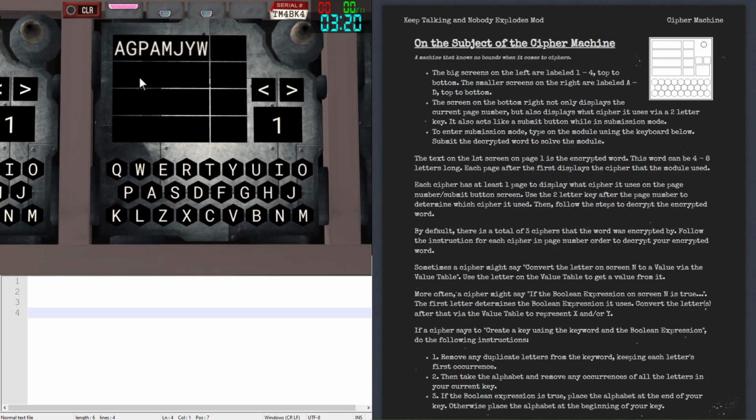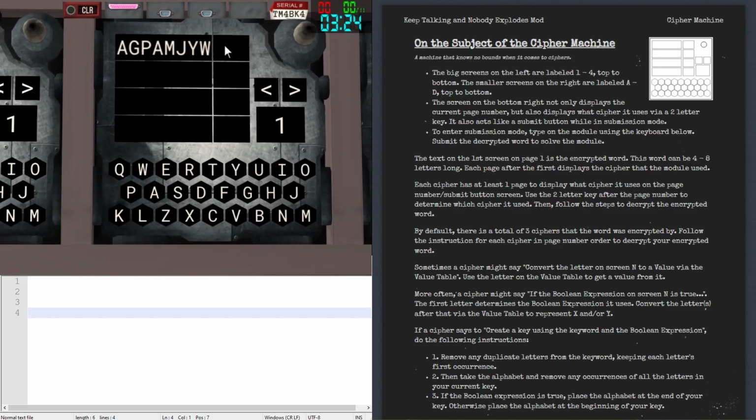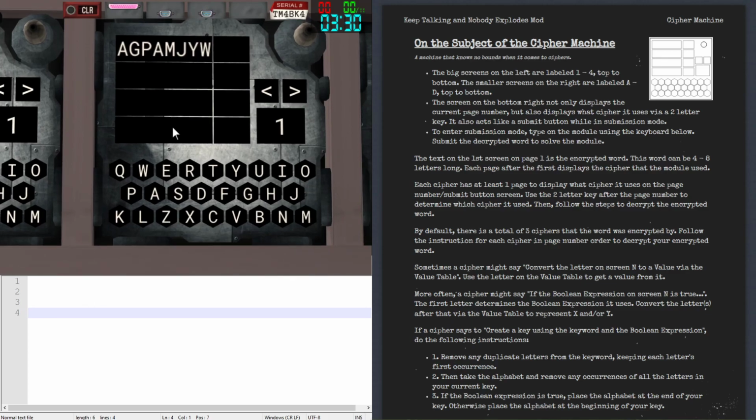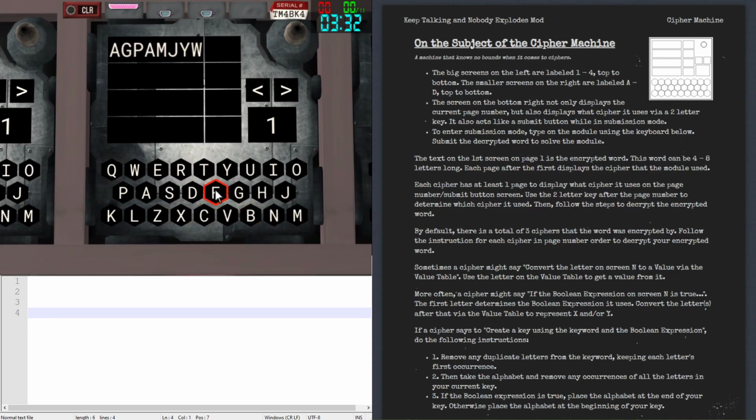The larger screens on the left are labeled 1, 2, 3, 4, and the smaller screens on the right are labeled A, B, C, and D. And finally, we have a keyboard, which allows you to input your answer, and of course, to submit, you press this. We'll get to that later on, though.